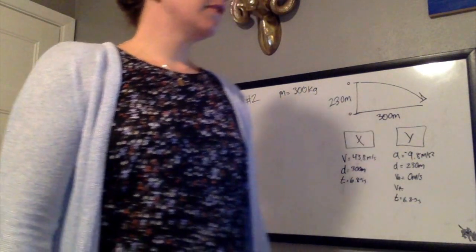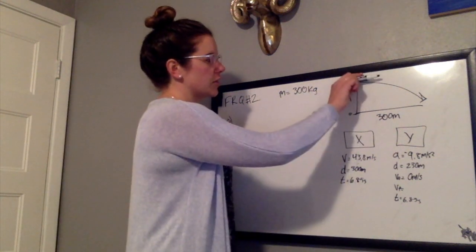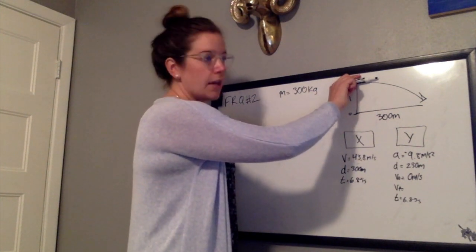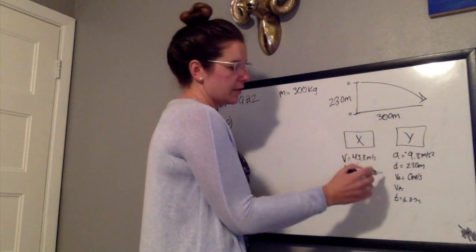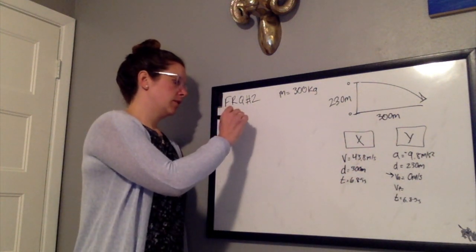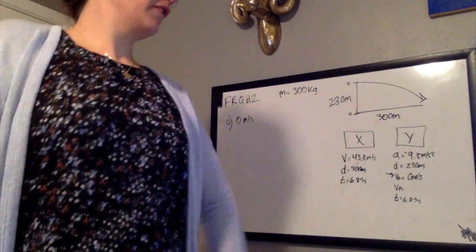What is the initial vertical velocity of the projectile? So remember again, it is shot straight out. It only has a horizontal velocity. It does not have an initial vertical velocity. So that initial vertical velocity is 0. Don't have to do any justifying or any math for that.